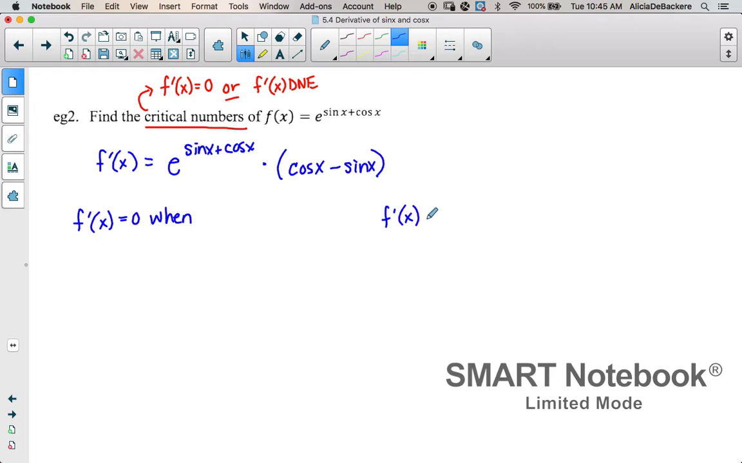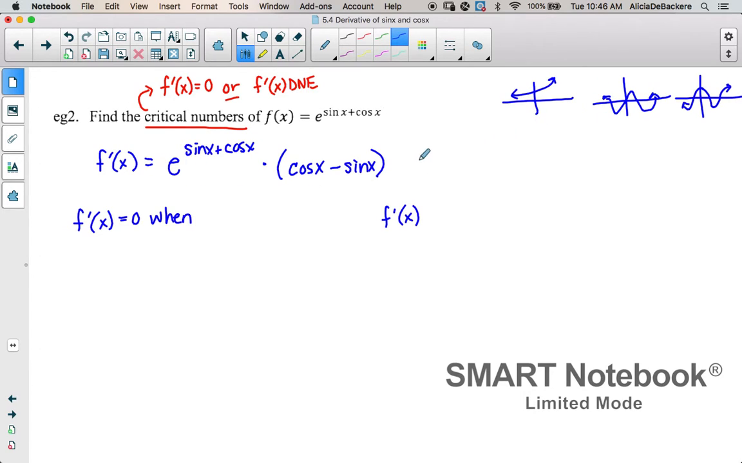Now, for when it does not exist, I'm going to look at this function here, and what I've got here is an exponential. Remember that exponential graphs look like this. So I've got that exponential piece, and then I've got a sine curve, which looks like this. It goes on forever as well. There's no domain restrictions. And then I've got a cosine curve involved, and that looks like this, and again, no domain restrictions.